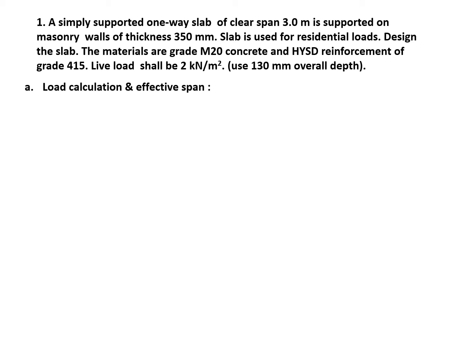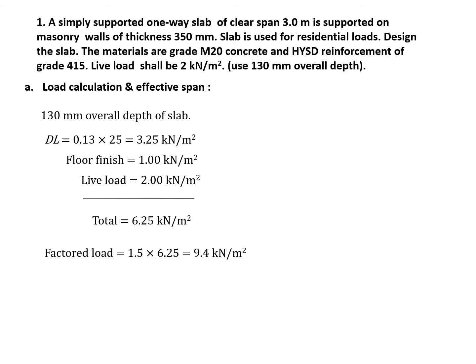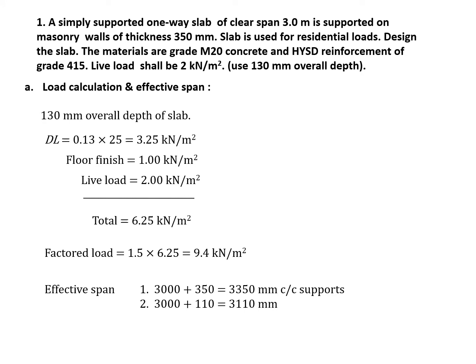So first is load calculation and effective span. So if 130 mm overall depth, dead load is 0.13 into 25, floor finish you usually take as 1 and live load is given as 2. So total is 6.25, and because we are dealing with limit state method, we multiply by 1.5. So the load per square meter, that is W, will be 9.4 kilonewton per meter square. Now effective span, if you remember the clauses, is clear span plus thickness of support, that is center to center support, that is 3350, or clear span plus effective depth, which in this case will come out to 110 because overall depth is 130. So we'll use it as 3.11 as effective span.